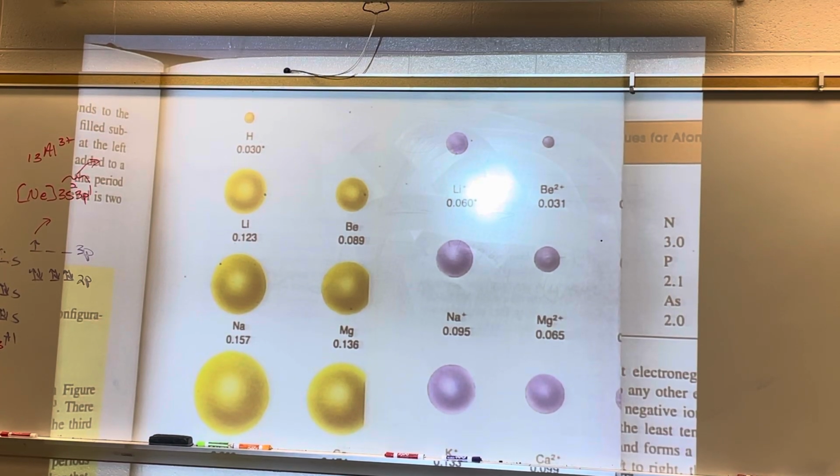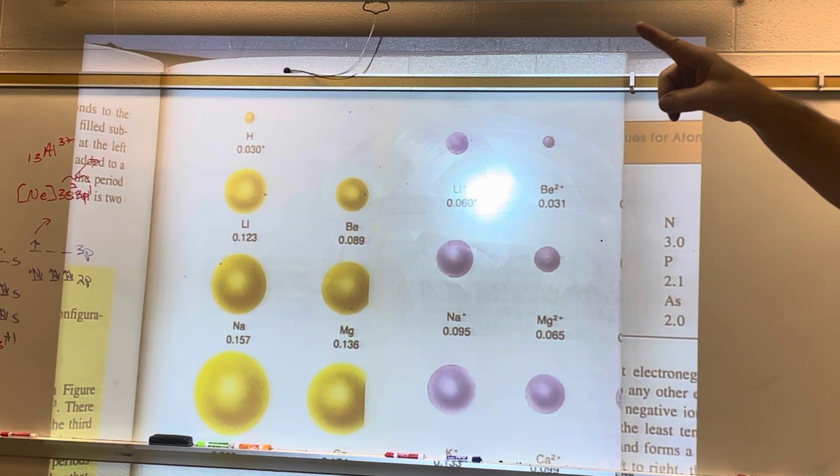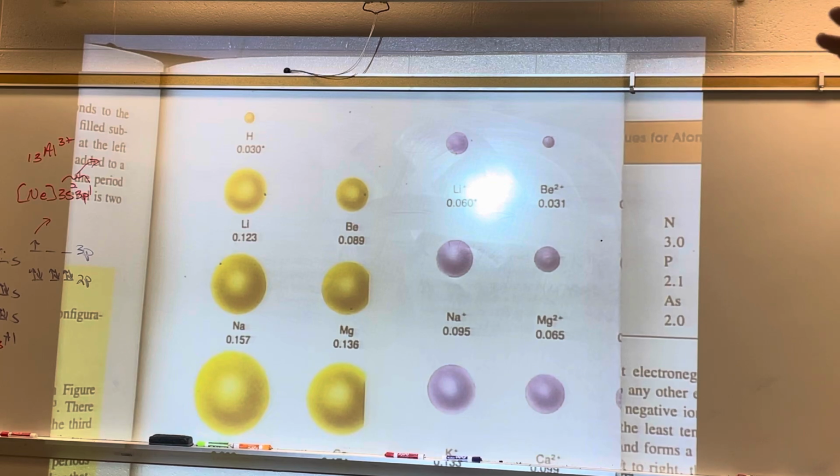I just want to make sure, what are cations? Positive ions. So make sure you know that cations are positive ions. So when I say cations, we know they're positive ions. Okay, so we're going to write all this down. Cations are significantly smaller than the atoms from which they came.